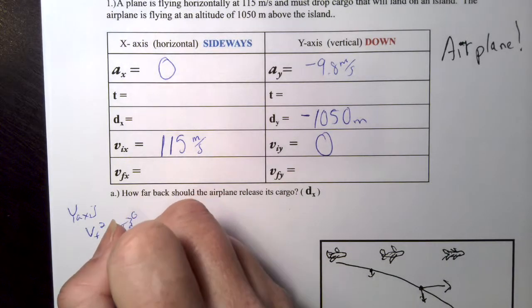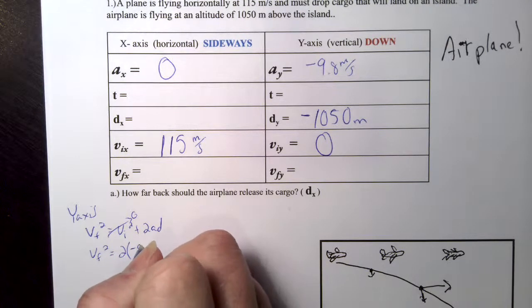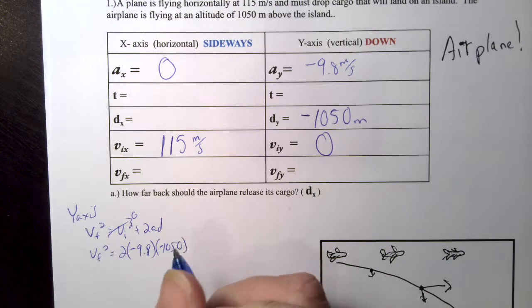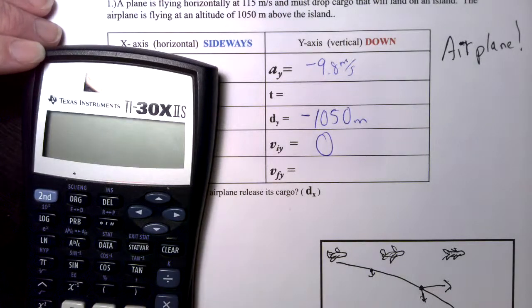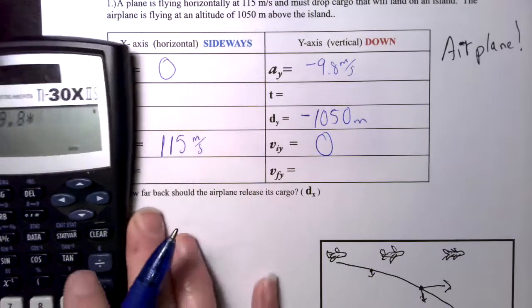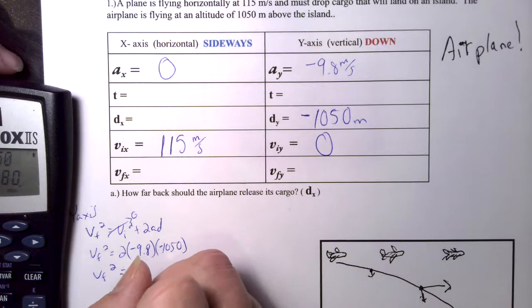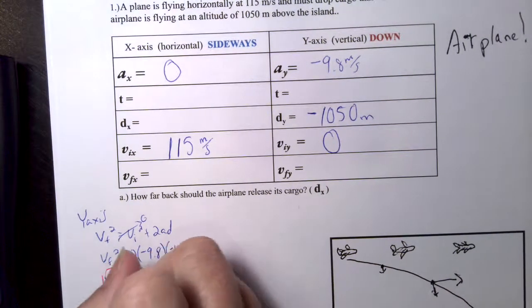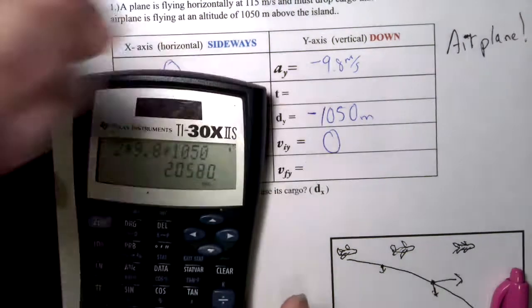V initial is 0. So now I can write V final squared equals 2 times negative 9.8 times negative 1050. Put that in your calculator. V final squared equals 2 times 9.8 times 1050. I left everything positive because multiplying by that. 20,580. Square root both sides. V final equals the square root. So I'll take that number.